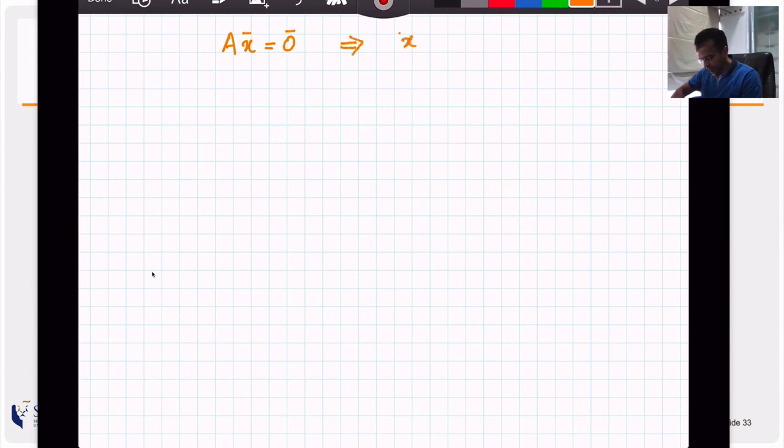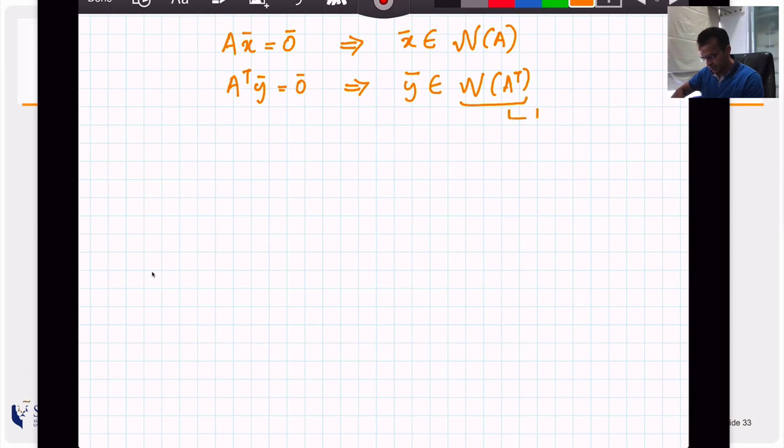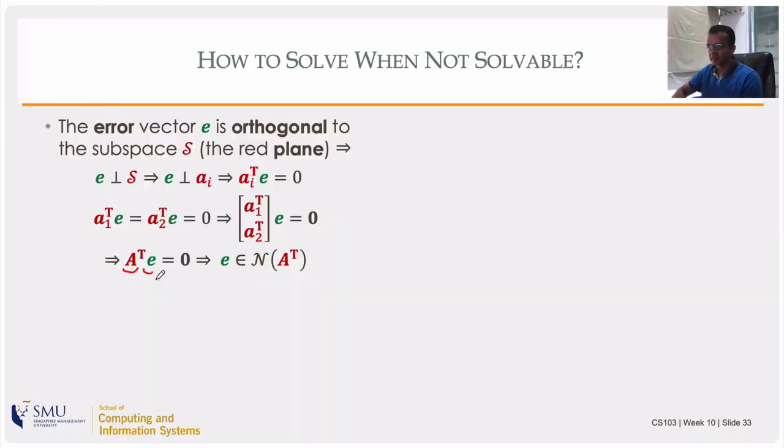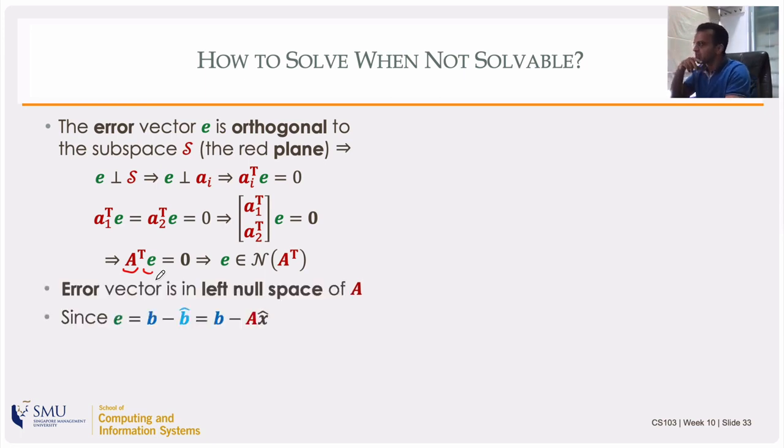What does that mean? Ax equal to the 0 vector means that x is in the null space of A. If you have A transpose y is 0, by the same analogy, or just looking at the symbols there, you can say that the y vector now is a member of the null space of A transpose, and that null space is the left null space. So that basically means that the error is actually in the left null space, which we saw because it is orthogonal to the column space by definition, and anything that is orthogonal to the column space is in the orthogonal complement of the column space, and the orthogonal complement of the column space is the left null space. Error vector is in left null space.